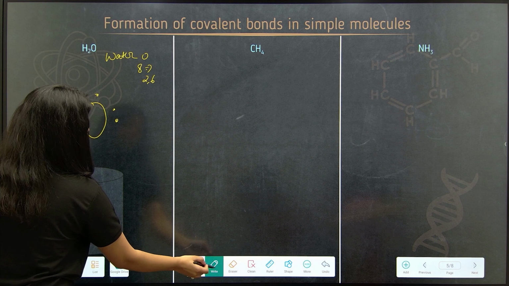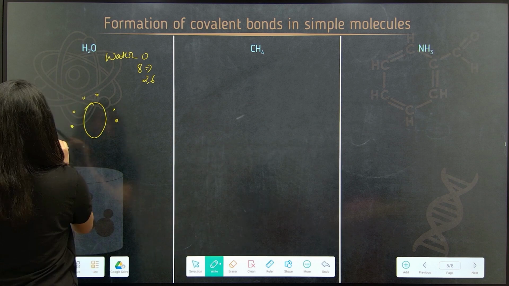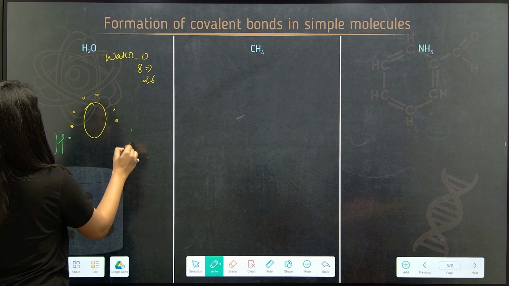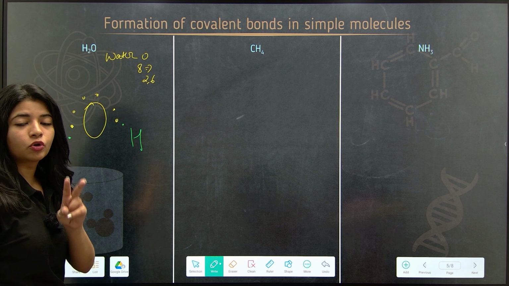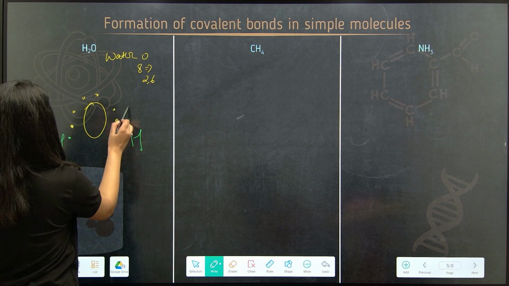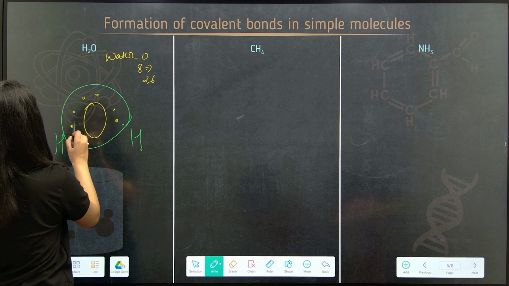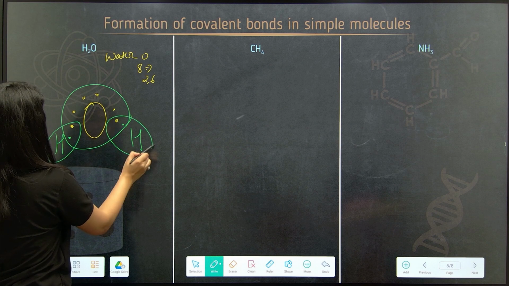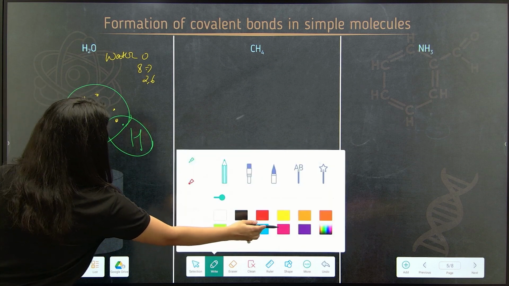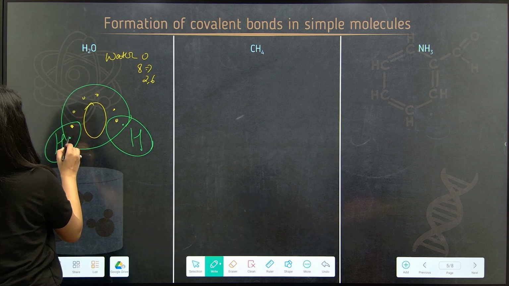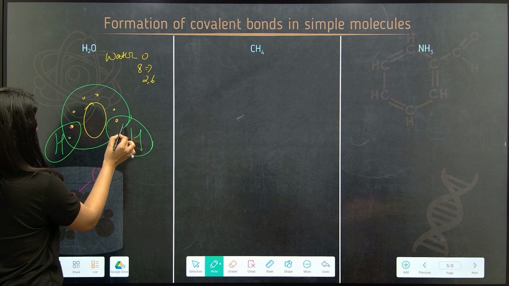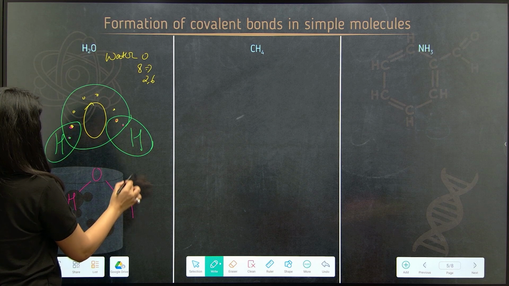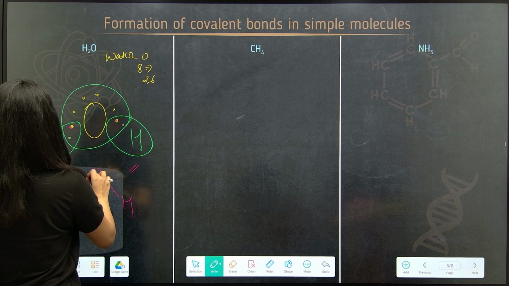And how many hydrogen is present? 2, right? So each hydrogen will have 1 electron, right? Oxygen needs 2 more electrons to completely fill its octet. So it will take these 2 electrons. Hydrogen needs 1 more. So here, how many have been shared? So 1, 2. So I can draw it like this, and 1, 2. So this becomes the proper representation.